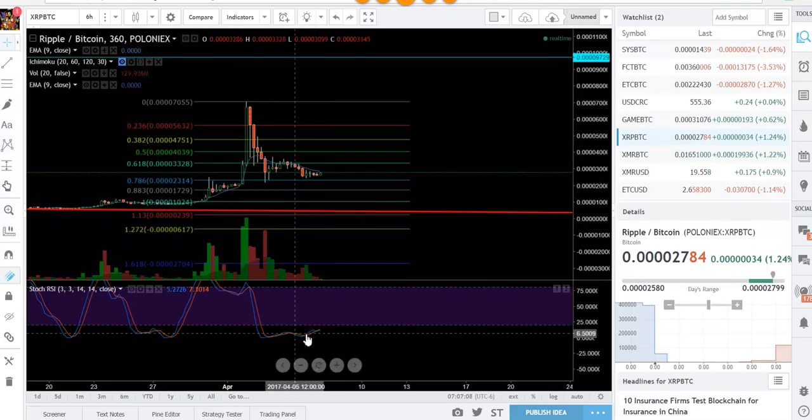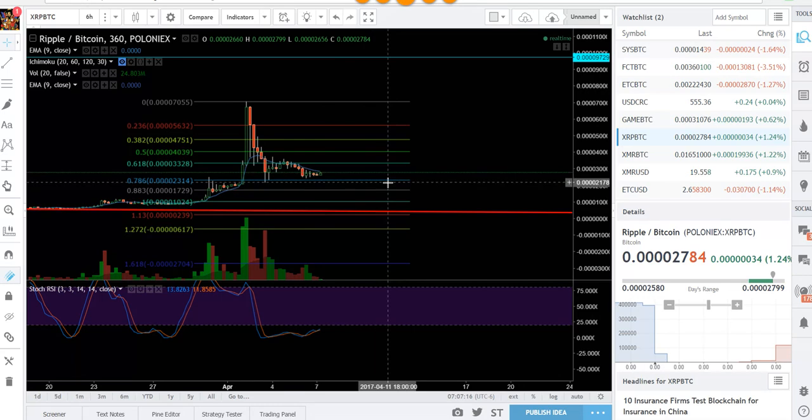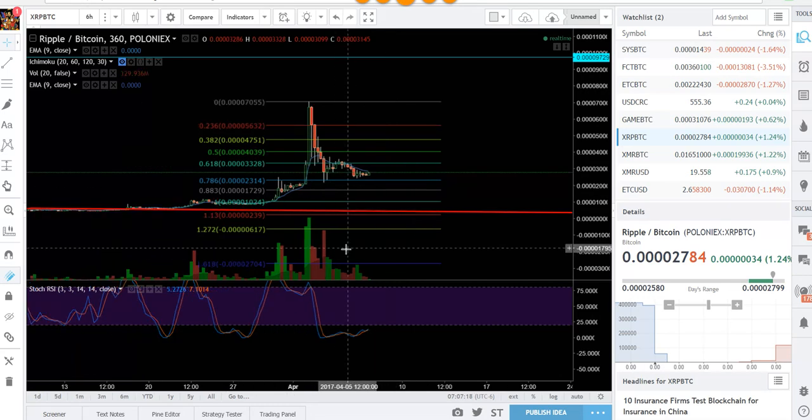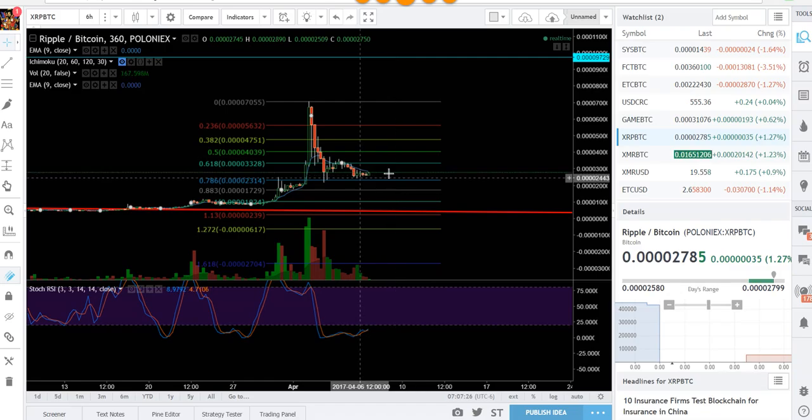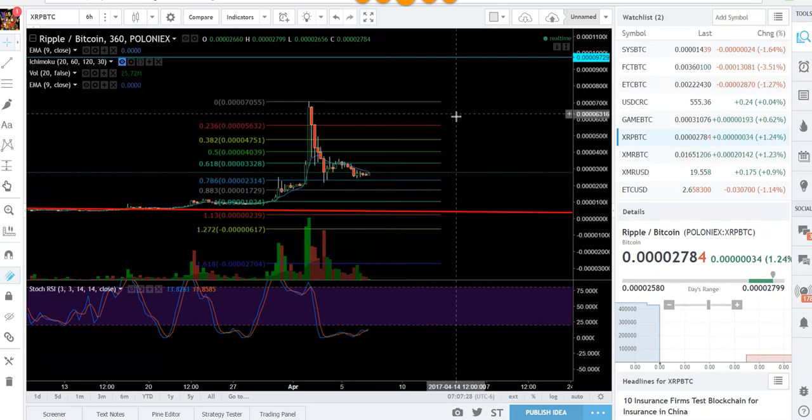Also needs to come out of here. Okay, same way. Now this could chop around down here for a while and consolidate down here for a while. And that really is kind of a reflection of what Bitcoin's going to do. I can honestly tell you, this thing will probably just consolidate here in this area if Bitcoin continues to go up.